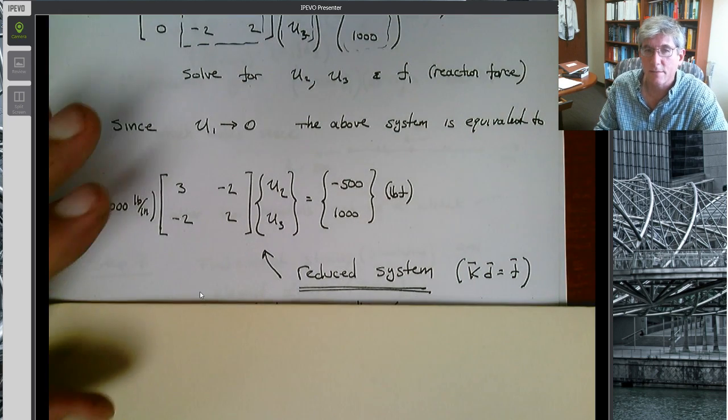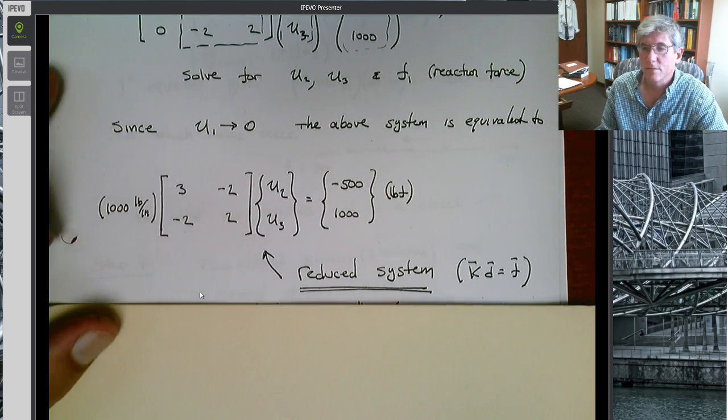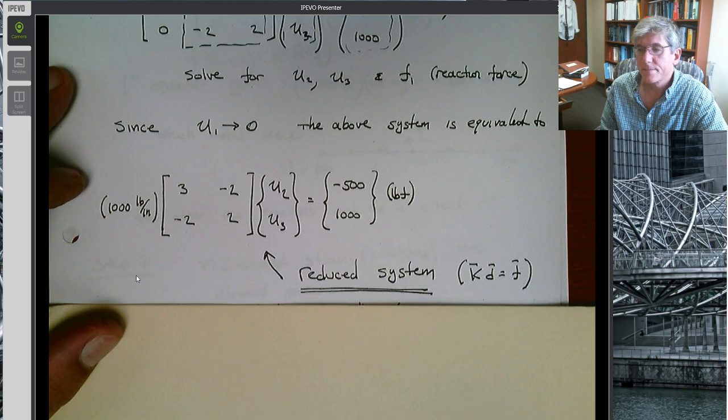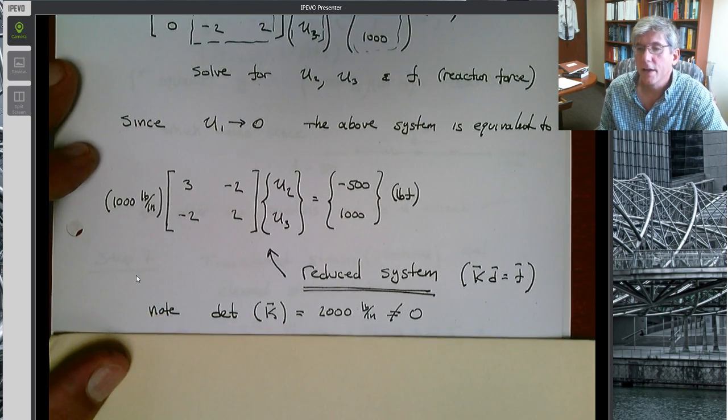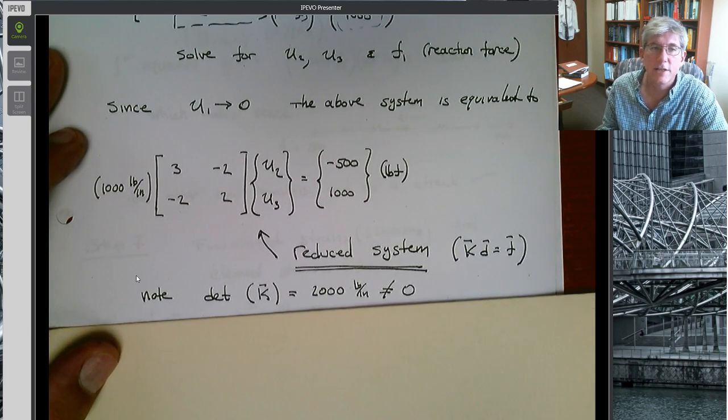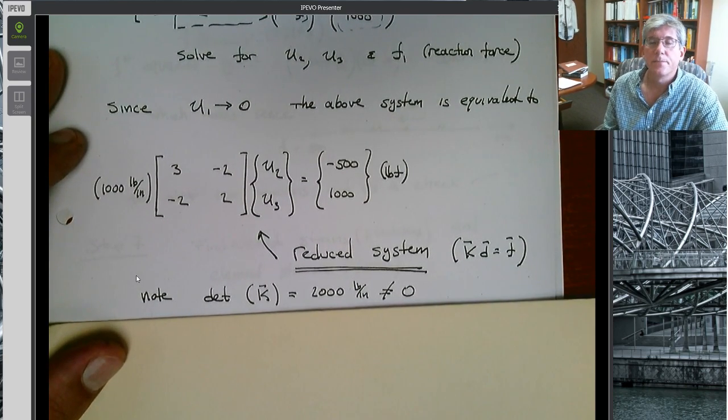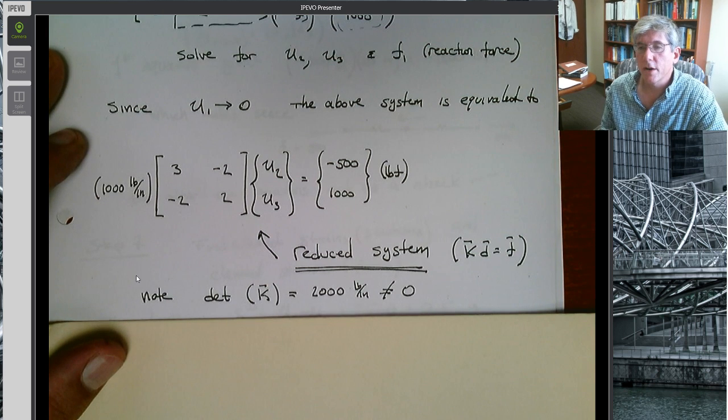When I say on an exam, write the reduced system, this is what I mean, and I'll put little overbars on it to denote that it's a reduced system. The nice thing to know about this is now you actually can solve the system. If you look at the determinant of this reduced matrix, it's not 0, it's 6,000 minus 4,000, so it's 2,000 pounds per inch. It's not equal to 0, so the inverse exists. There is a unique solution.